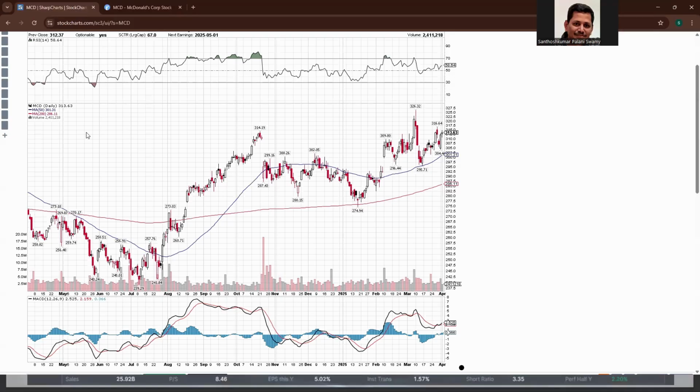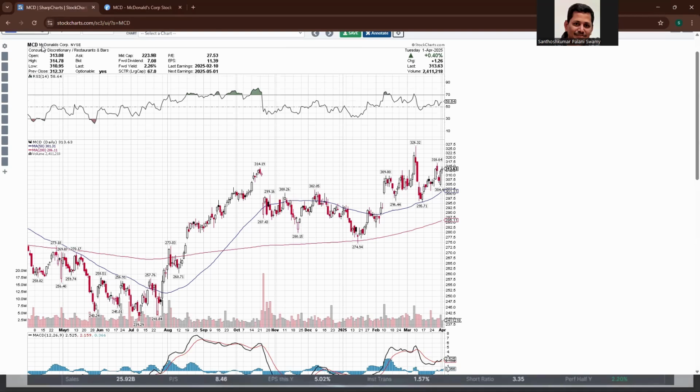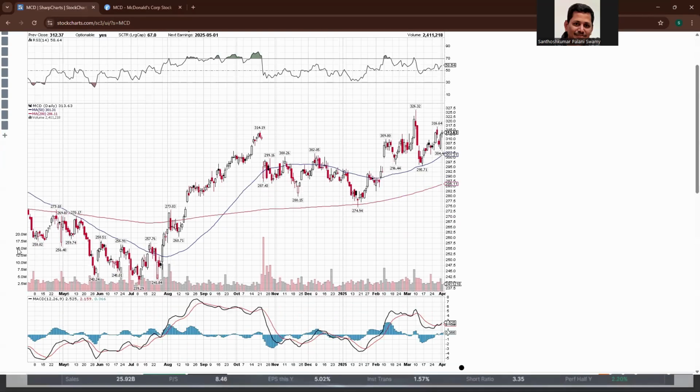Look at this chart. What we are looking at here is MCD, McDonald's. What you see at the left side is the volume that happens, which starts at 2.5 million and the highest is 20 million. At the bottom you see red and black bars which indicate the volume on a daily basis. And in the chart you see here, price action, white bars and red bars. A white bar indicates a bull day and a red bar indicates a bear day.